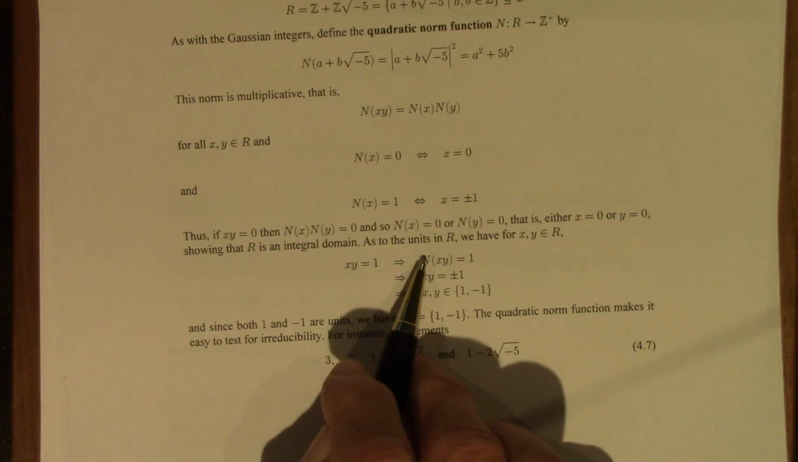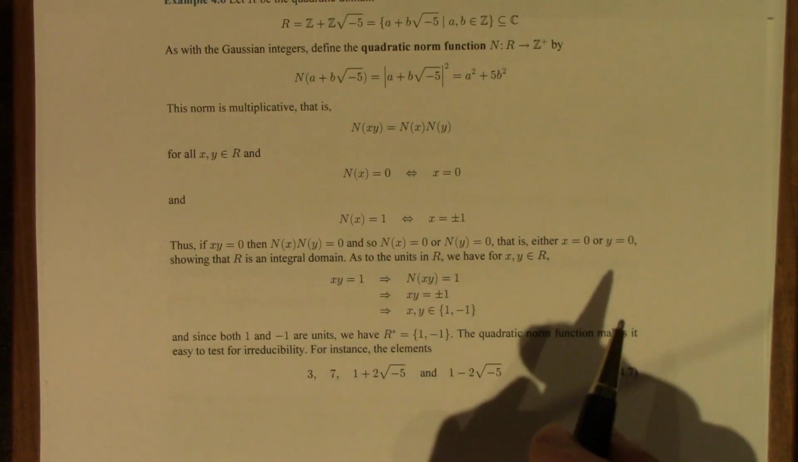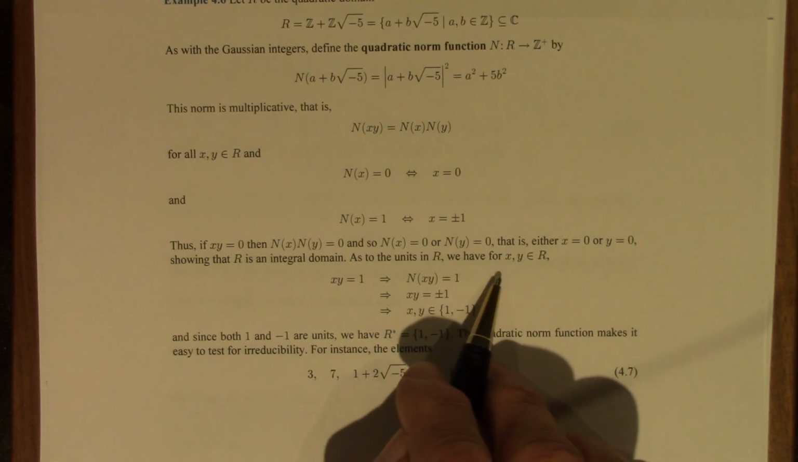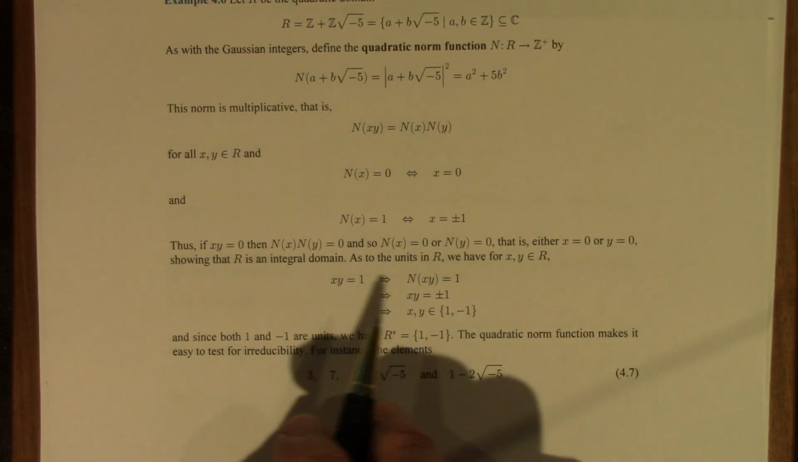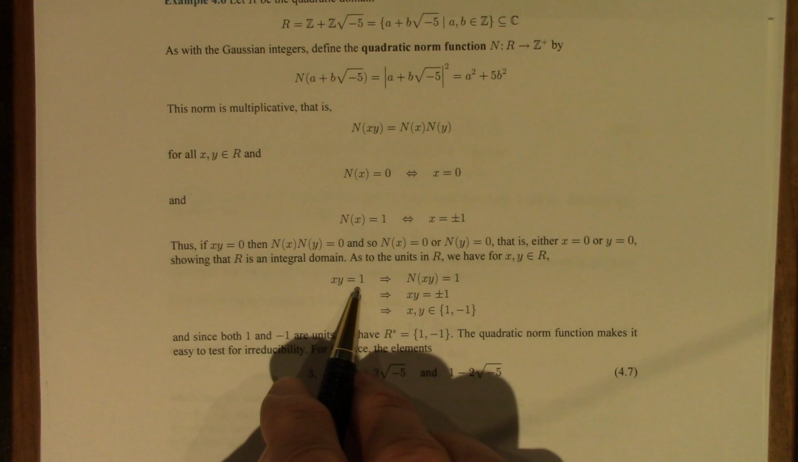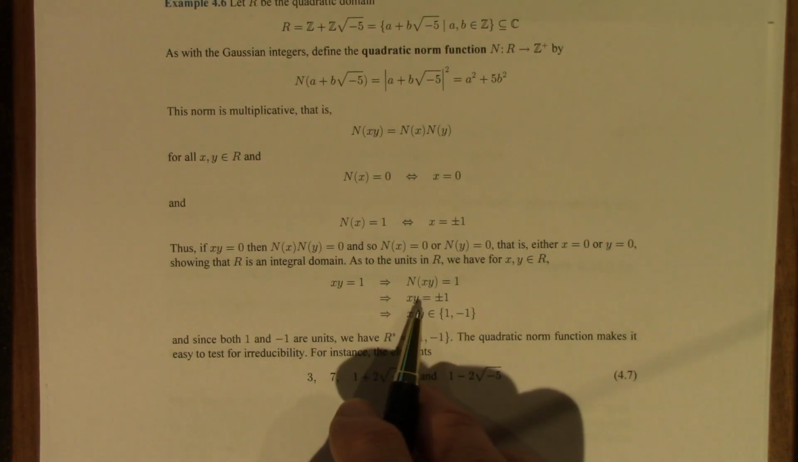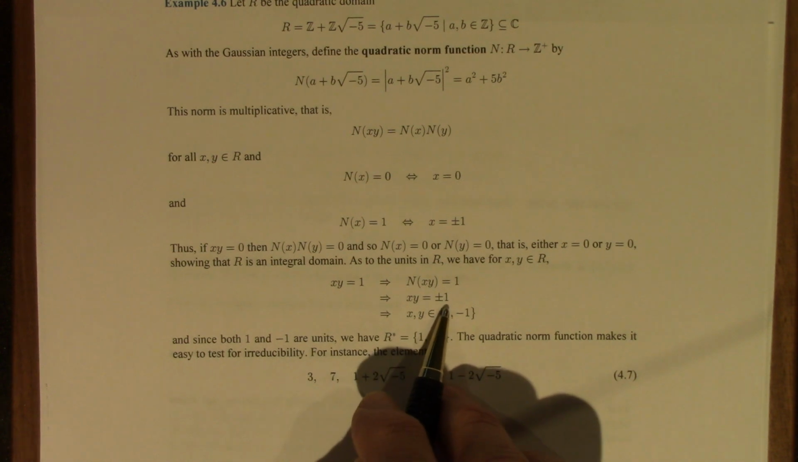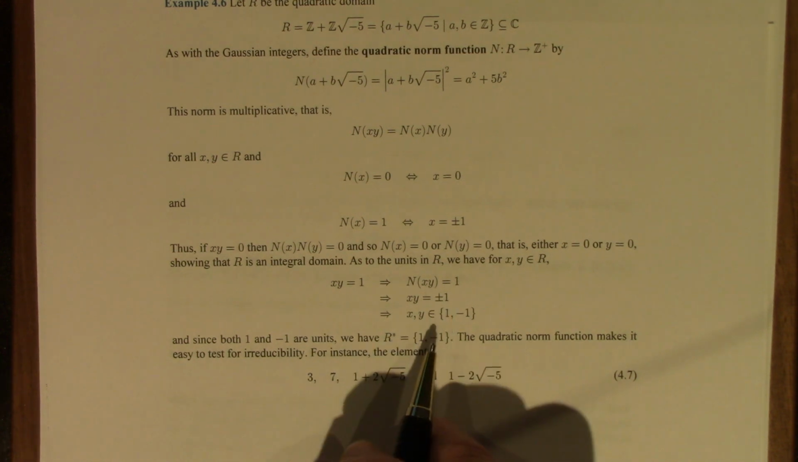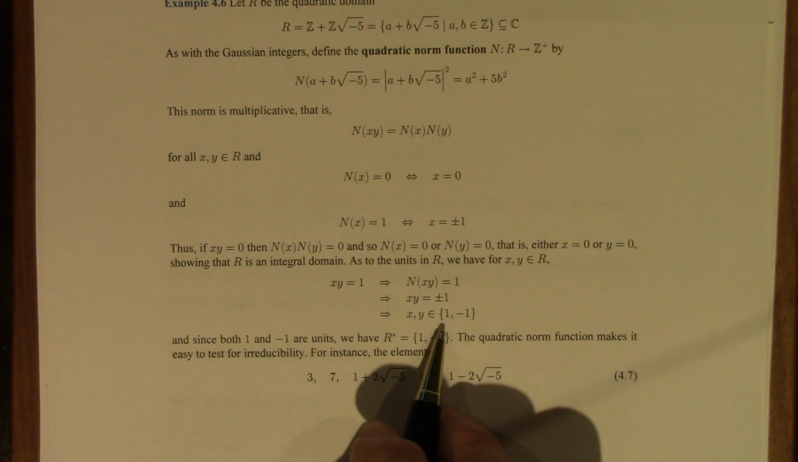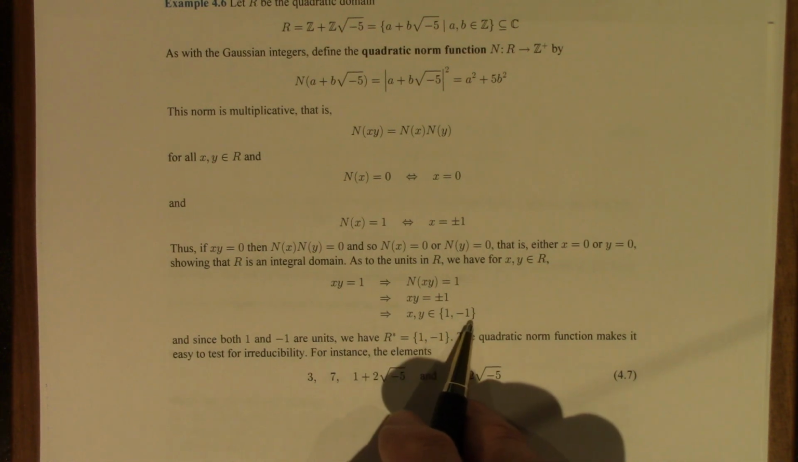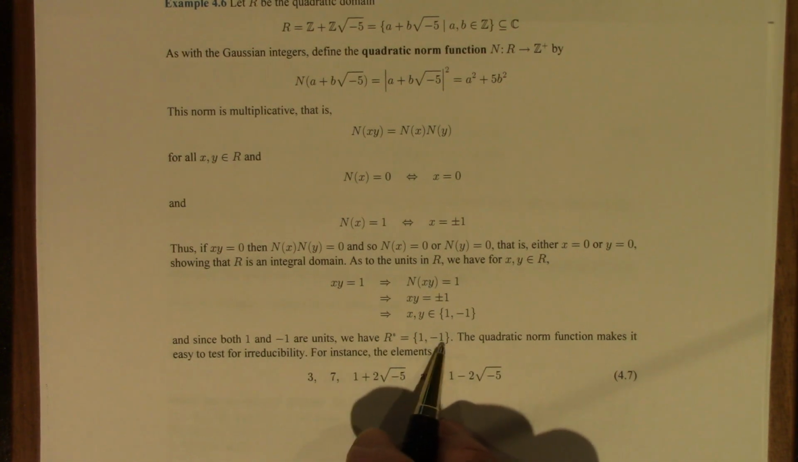The units in R can be computed as follows. For x and y in the ring, xy equals 1 implies the norm of xy equals 1, which implies x, y is positive or negative 1, and so x and y belong to this set. These are both units, and so those are the units.